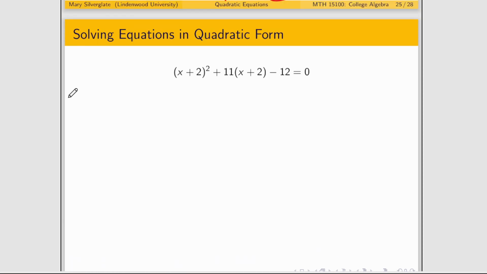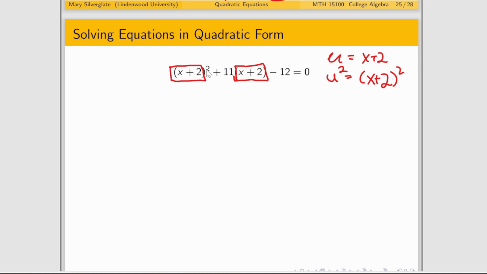This next one is a very similar candidate because I could expand this all out, but that would be the hard way of solving this problem. I want to do it the smarter way. So here, I still have stuff squared and that same stuff here in the middle. So let's try making u equal to x plus 2. If that's the case, then u squared is equal to x plus 2 all squared. And that's exactly what I can do.